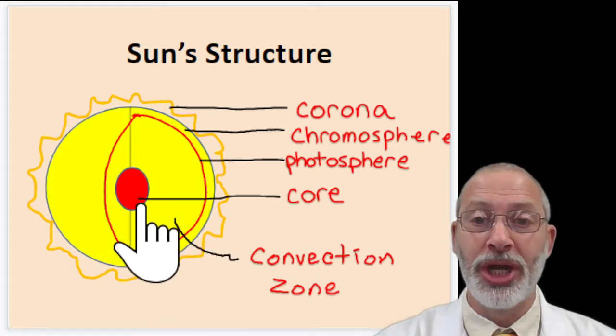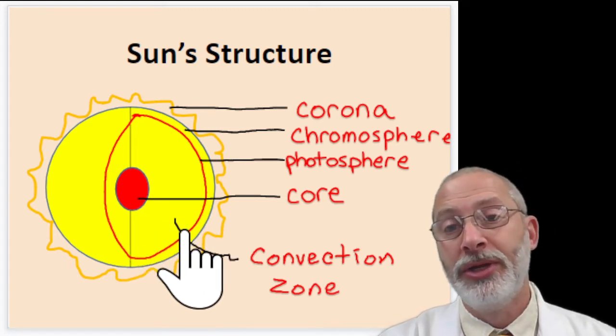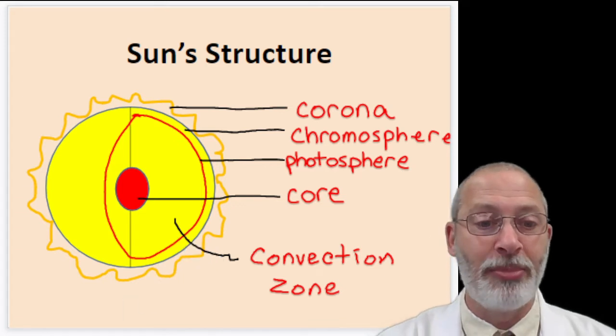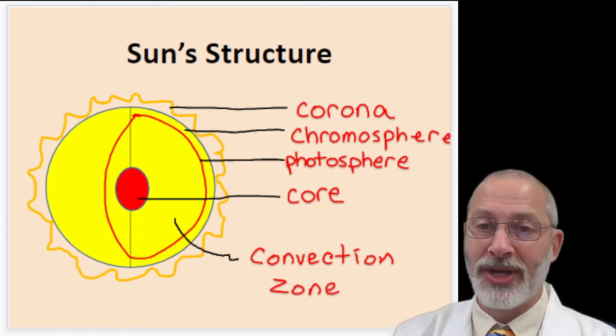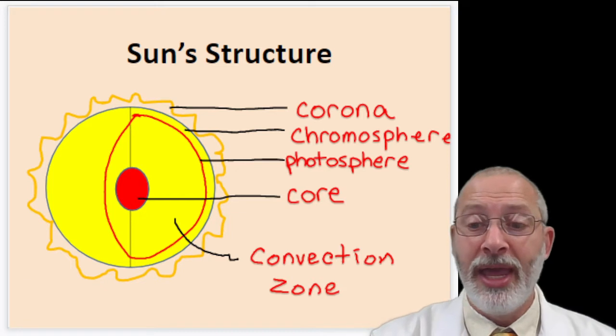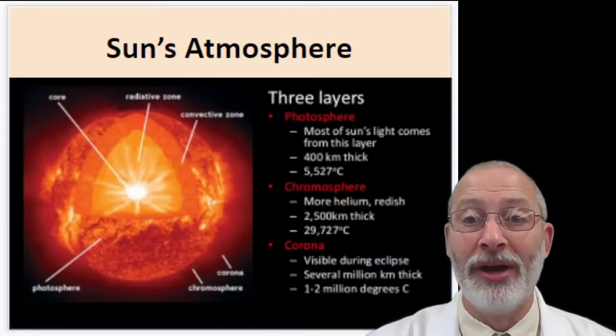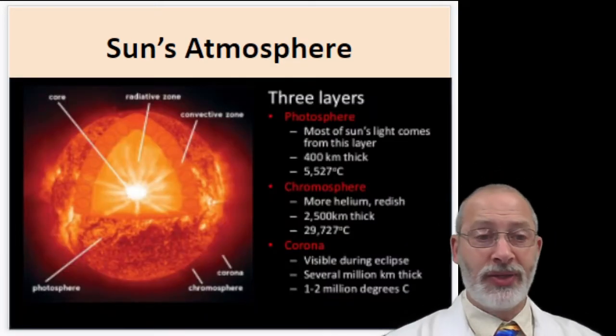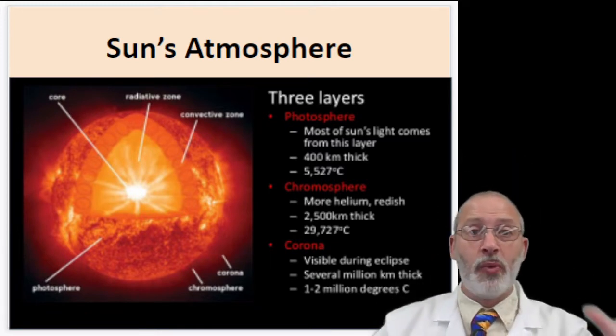And the temperature generally decreases from here to here. But then funky things happen, as we will discover. So be sure to copy down and label your diagram of the sun. All right, so let's begin with the outside and work our way in.